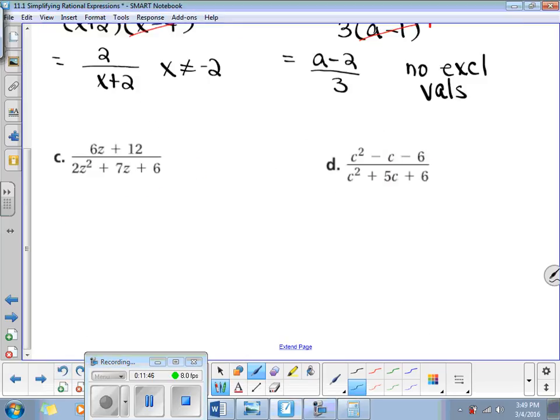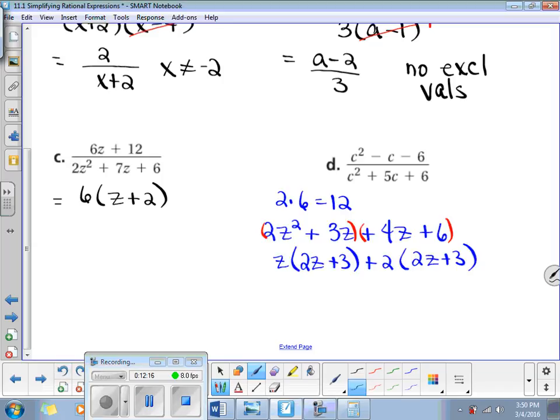First, for letter C, we know that we can factor out a 6 out of the numerator. So this is going to be 6 times the quantity z plus 2. Now, the denominator, we're going to use the AC method because we have a 2 and a 6. We have the 2 in front of the first term, so we're going to use the AC method there to factor.